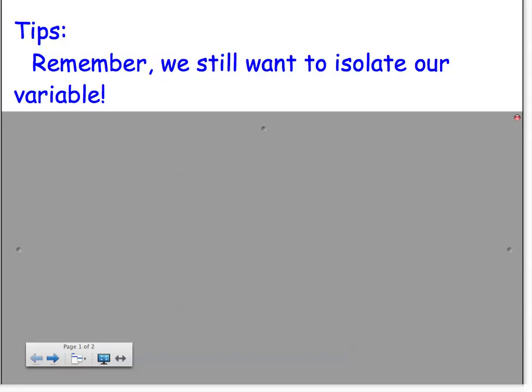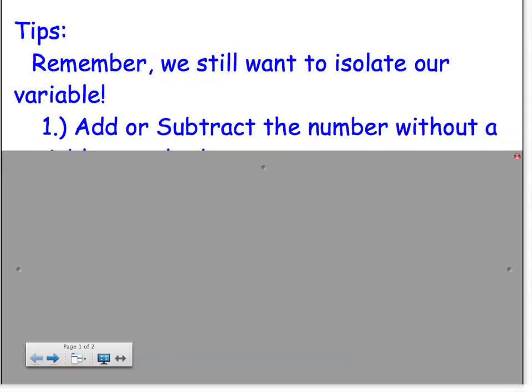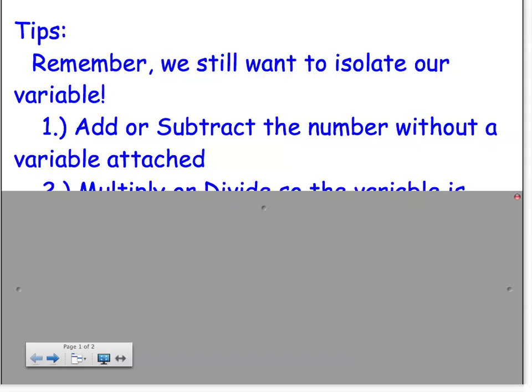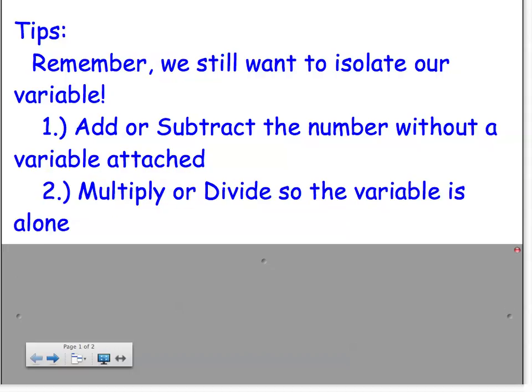Remember, we still want to isolate our variable. We want to get it all by itself so we can find out what its value is actually equal to. First thing we do when there's a two-step equation is we need to add or subtract the number without a variable attached. Addition and subtraction will always come first when we're solving two-step equations. Second, we need to multiply or divide so the variable is alone.